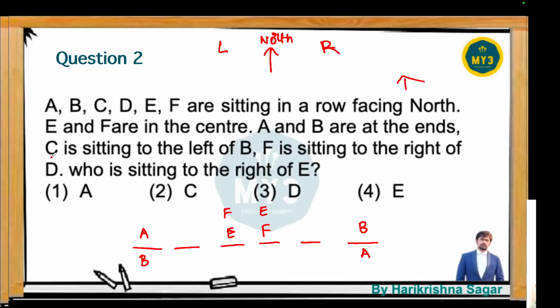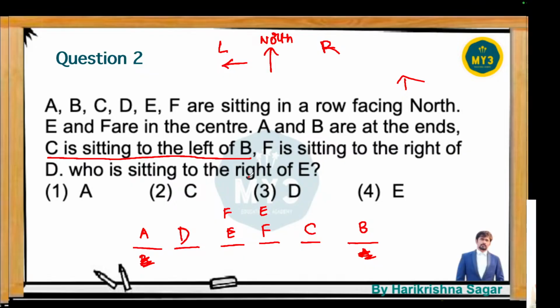But if you observe the next statement, C is sitting left to B. So left means this direction. So C is sitting left to B means B must be placed here, because if you place B here, you won't see any left. That is the reason the proper diagram will be A and B like this only. C is in the left direction of B. And F is sitting right of D. F is sitting right of D means we can place D here. And you are done with the diagram.